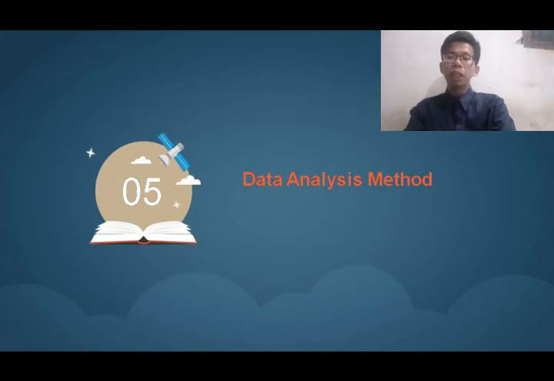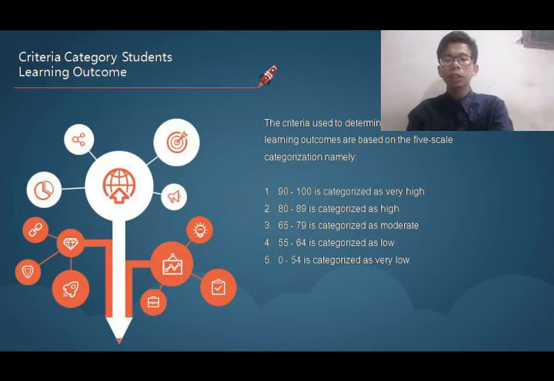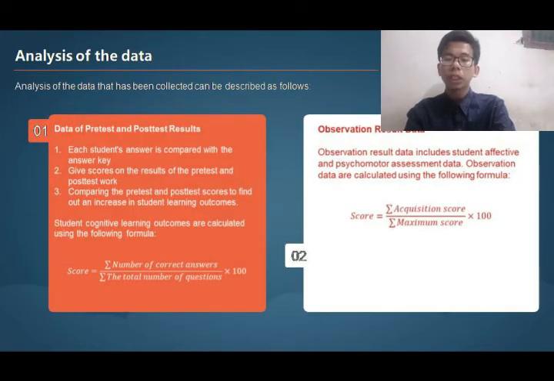The fifth concept in this subject is the data analysis method. This is divided into several criteria. The criteria are used to determine the category of student learning outcomes based on the five-scale categorization, namely very high, high, moderate, low, and very low. And the analysis of the data that has been collected can be described as follows.